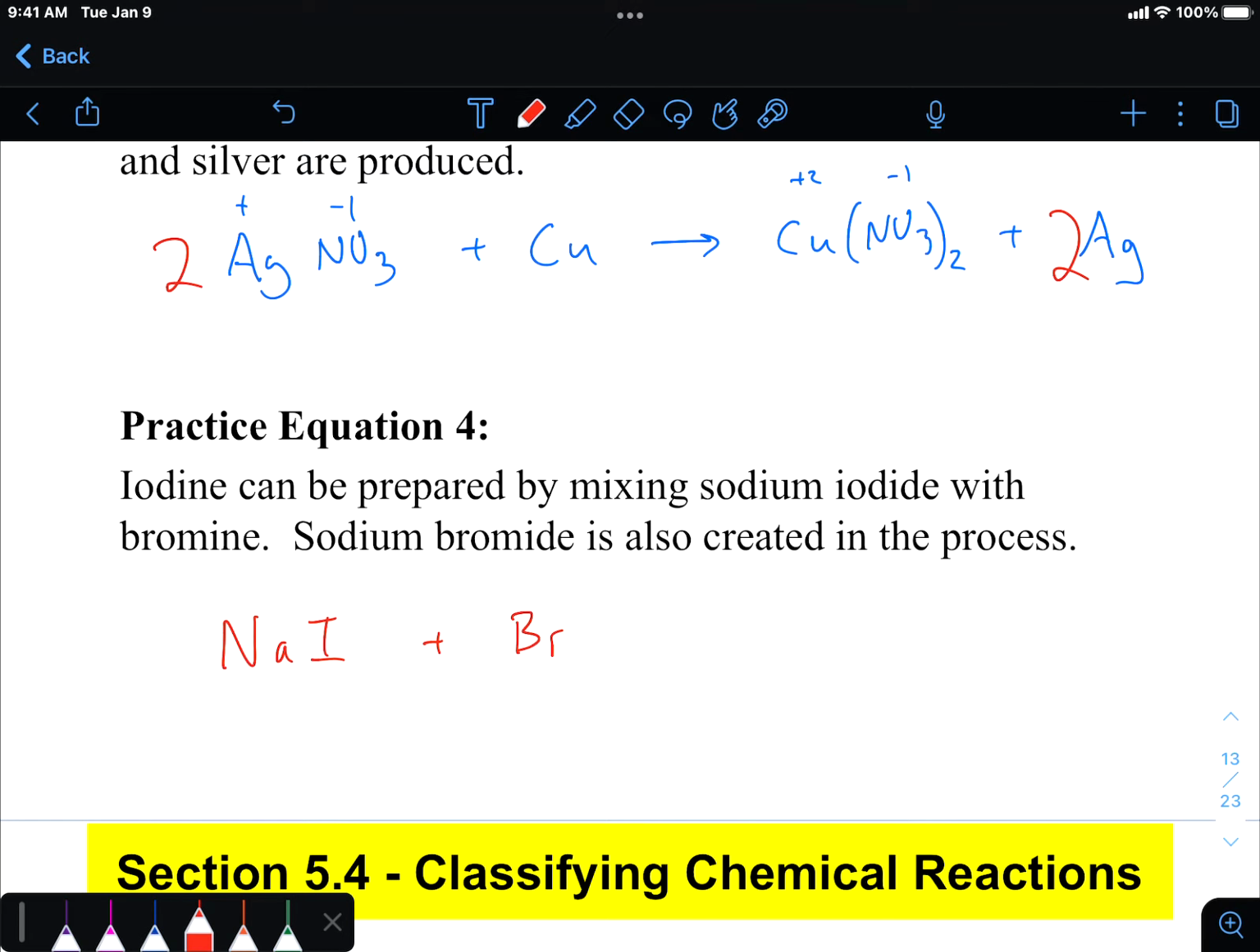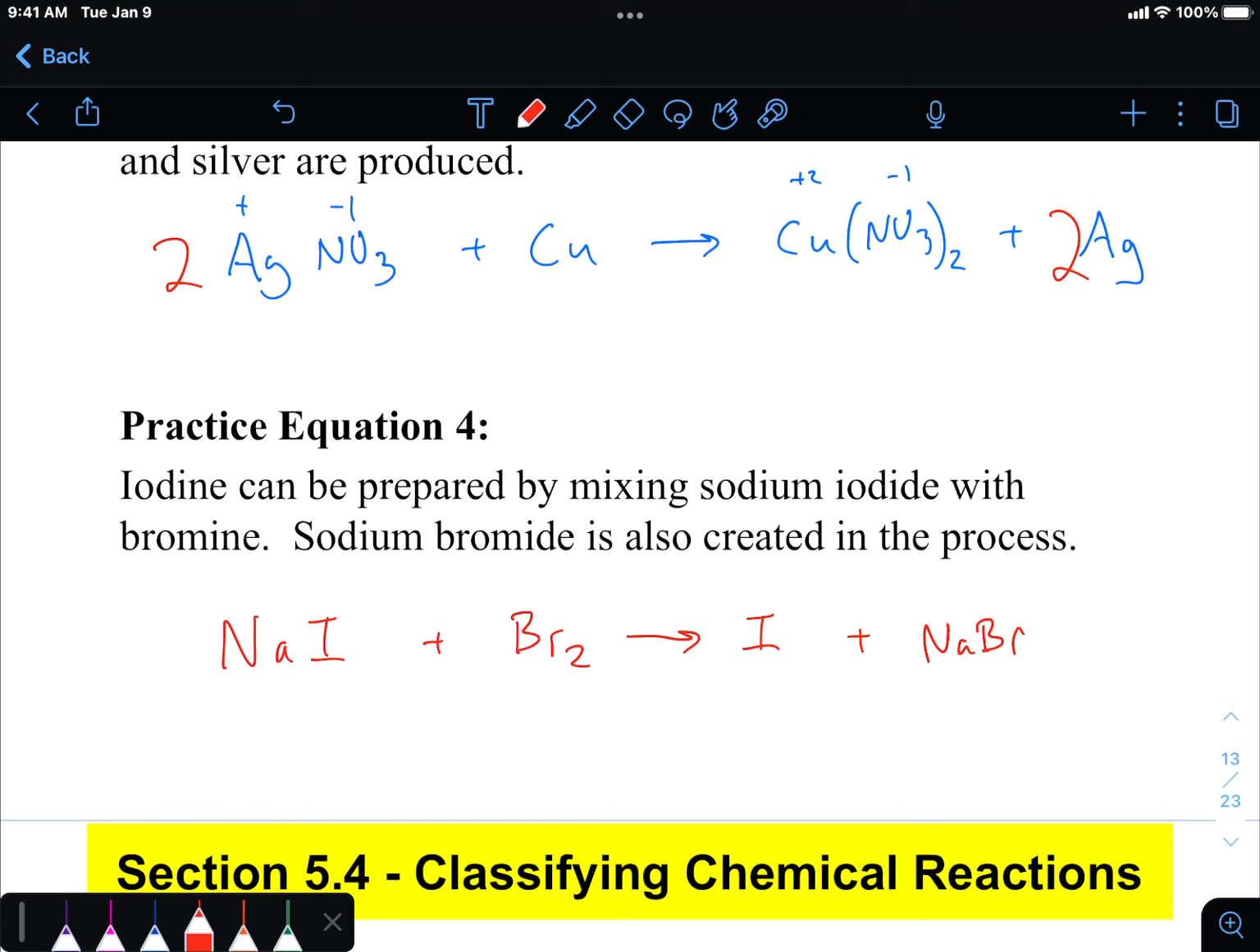Is there anything I should do here? It is a diatomic element, bromine. Yes. Okay. All right, and now my products, they're saying we're making iodine, right? So we're making iodine. And there's another product, sodium bromide. Just like that, right?